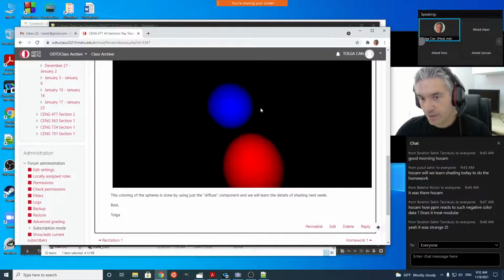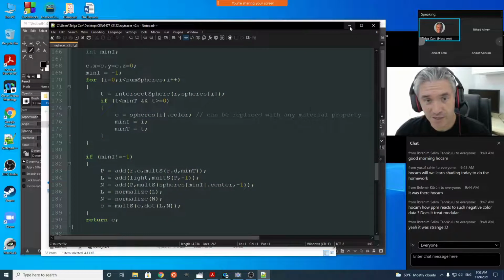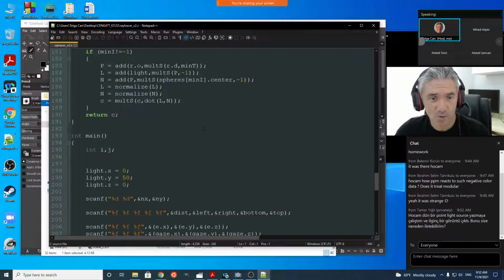Okay, so this is actually the shading part, the first part of the shading part of the ray tracing. We started talking about that, but let me quickly, I'm not going to add more to this code.